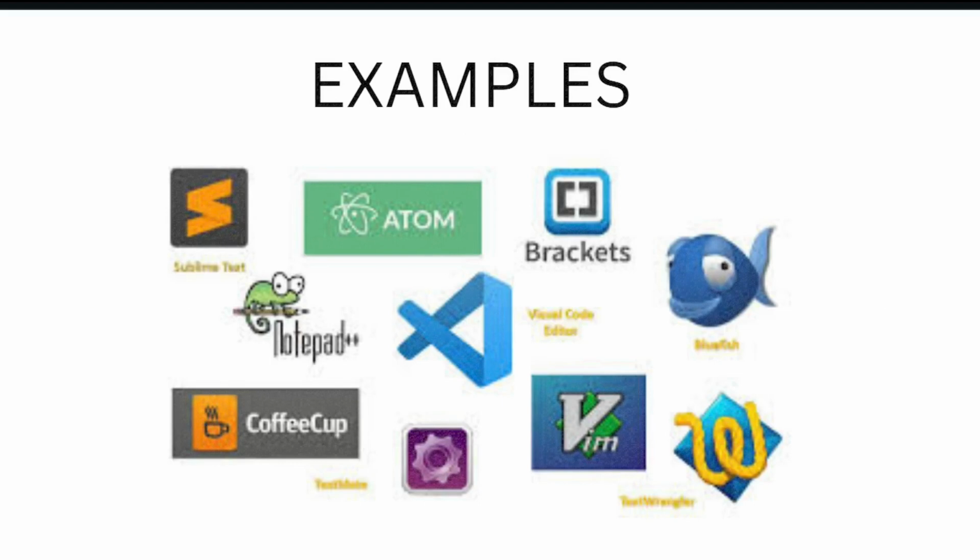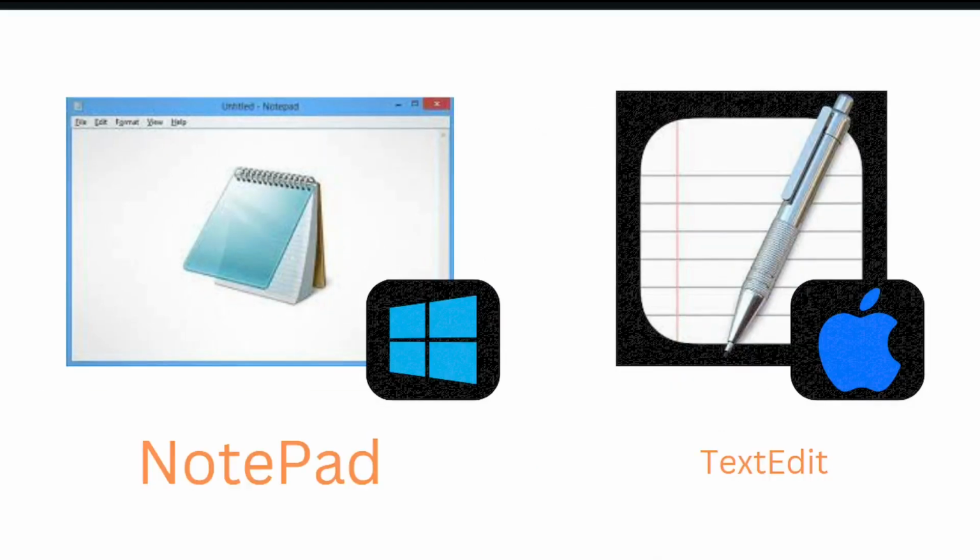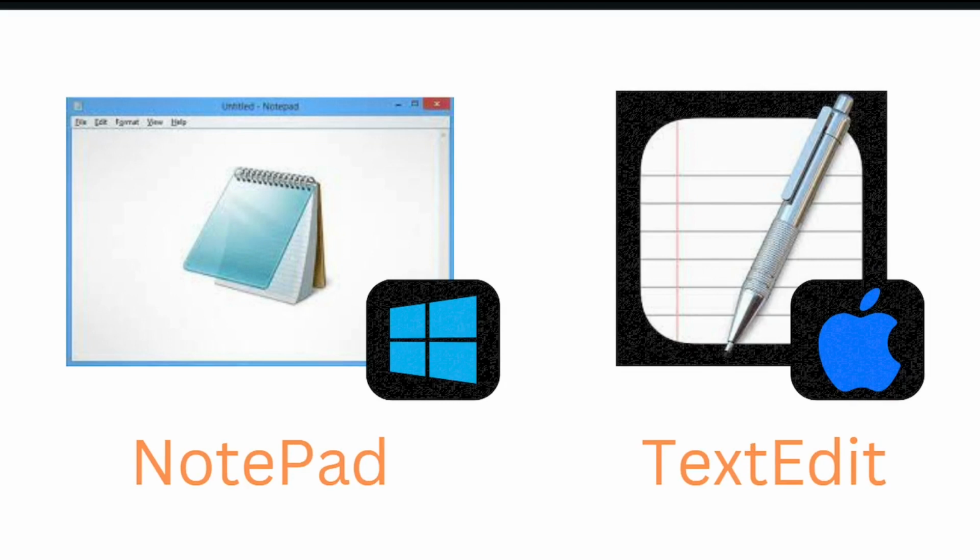Now here are examples of code editors you can use to write your code. Some are advanced, some are medium, some are simple to use. Now we have Brackets, Notepad, Visual Studio Code, Vim, and a lot more. On Windows, we have Notepad, a program that was shipped with your Windows. When it comes to Mac, we have TextEdit. You can work with these software to write your code.